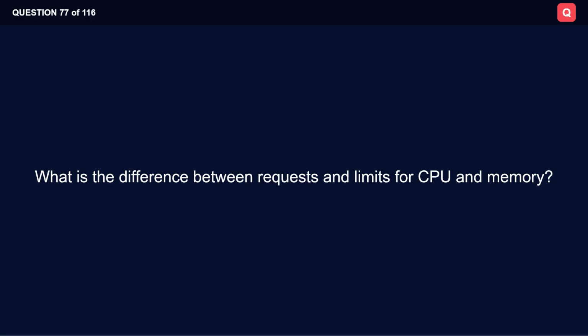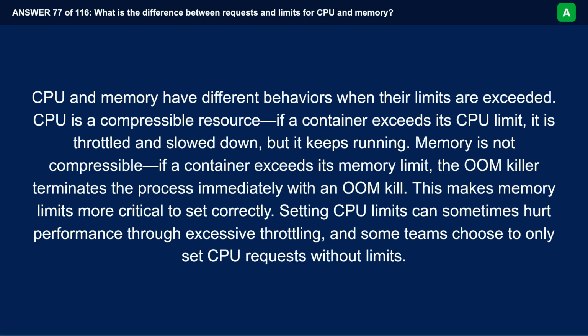What is the difference between requests and limits for CPU and memory? CPU and memory have different behaviors when their limits are exceeded. CPU is a compressible resource. If a container exceeds its CPU limit, it is throttled and slowed down, but it keeps running. Memory is not compressible. If a container exceeds its memory limit, the OOM killer terminates the process immediately with an OOM kill. This makes memory limits more critical to set correctly. Setting CPU limits can sometimes hurt performance through excessive throttling, and some teams choose to only set CPU requests without limits.